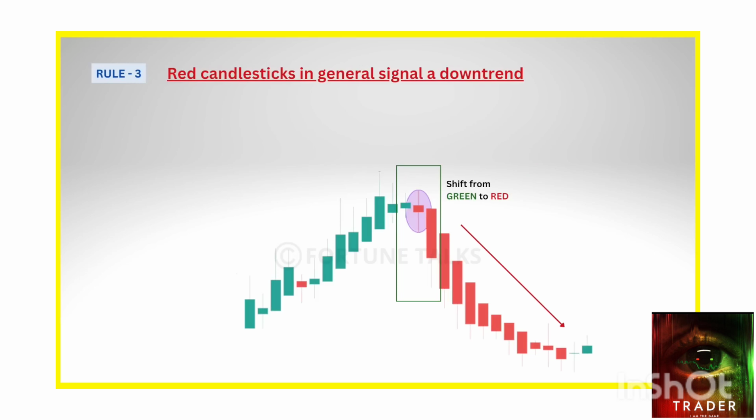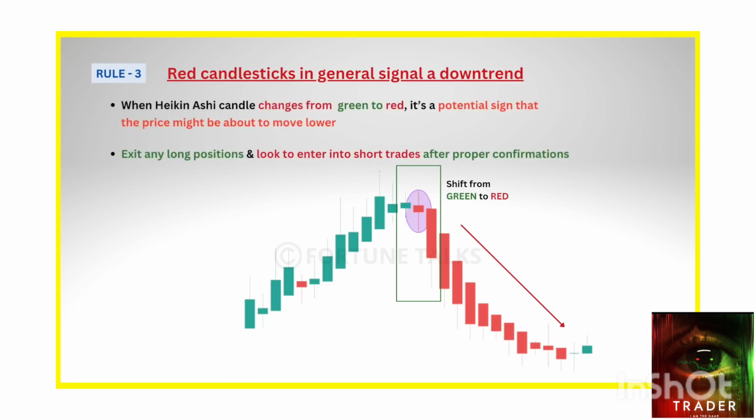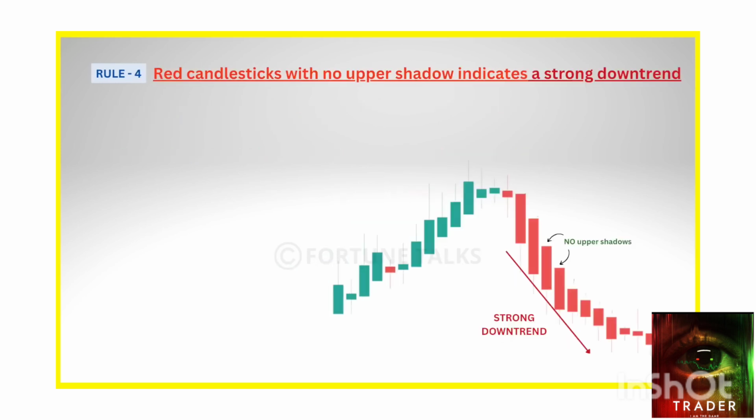Rule number 3 is that red candlesticks signal a downtrend. When a Heikin-Ashi candle changes from green to red, it is a sign that price might be about to turn lower. So if you are currently in a long position, you may want to exit that position, and if you are currently in a short position, you may want to consider adding more to your position with respect to your risk appetite.